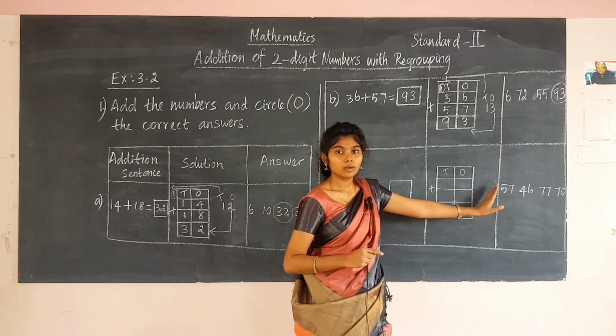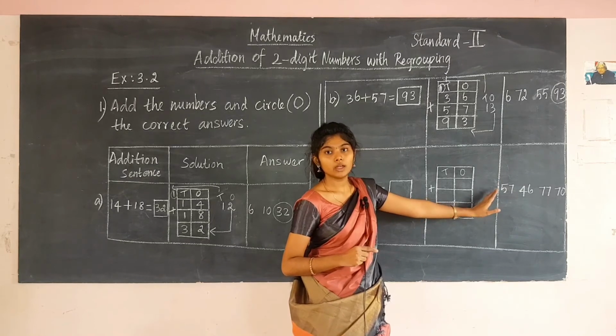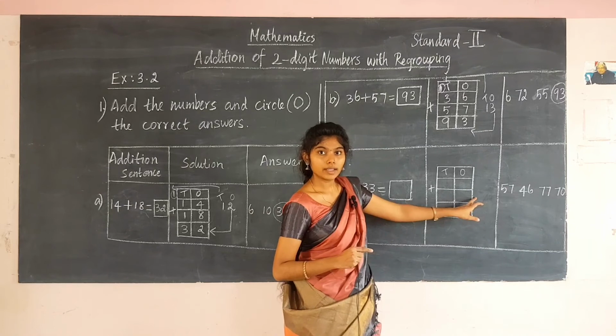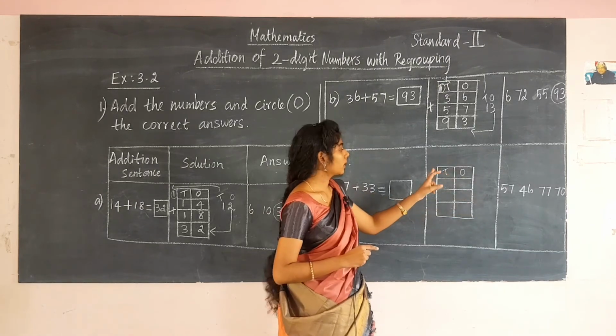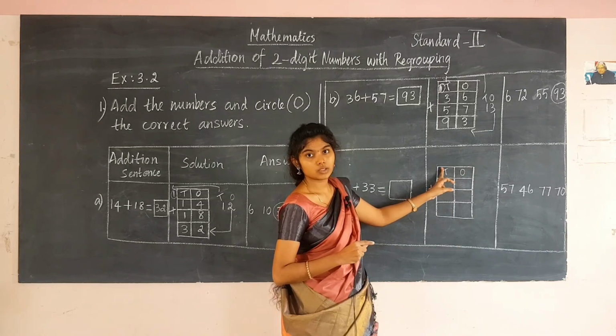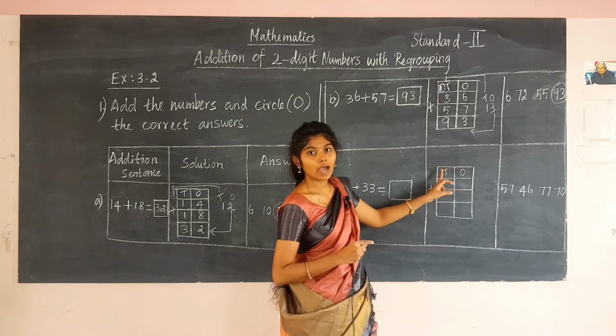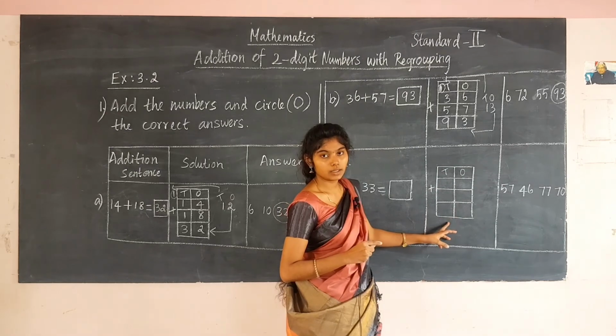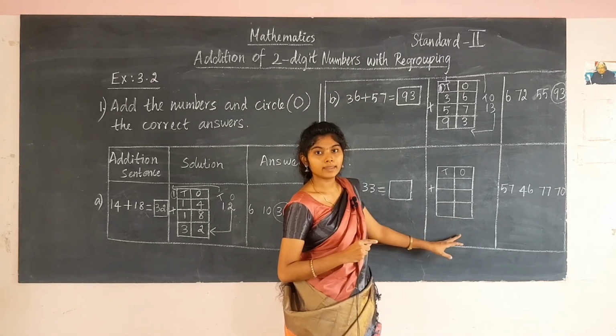Then you have to give the place values. After giving the place values, you have to carry over the number to the tens place. What should be done with the number in the tens place? Carry over to the tens place here. Circle the number you carry over. After circling that, you have to calculate the numbers in the tens place and find the answer.